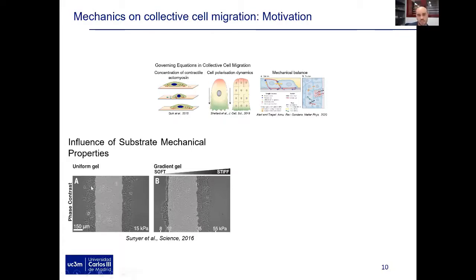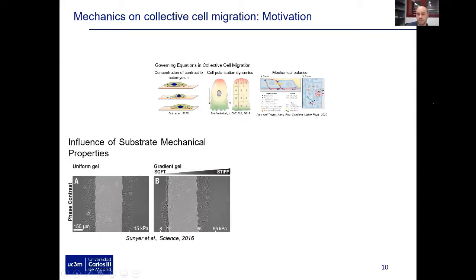Then we can put exactly the same system, in exactly the same manner, an epithelial monolayer, on top of a heterogeneous substrate. In this case, what we're going to have is a kind of stiffness gradient through this substrate. What we can observe is that this whole collective system is moving toward that stiffer region.